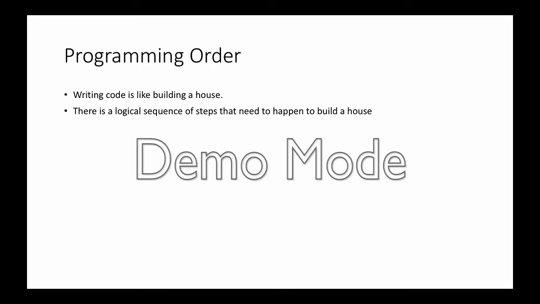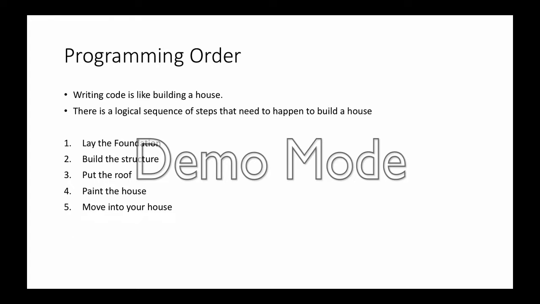If I'm looking at the high level steps, the first might be for me to lay my foundation, and then I can build a structure, which could be the walls and the windows and the doors. And then I'll put a roof over my structure. And then I paint the house. Then I can move into my house. Each of these steps must be done in the right order.